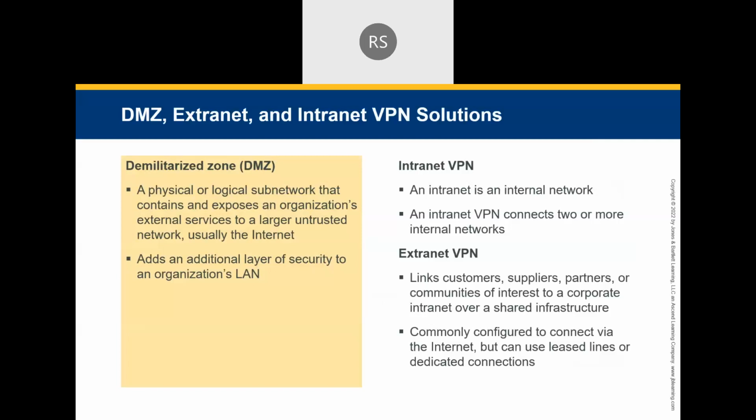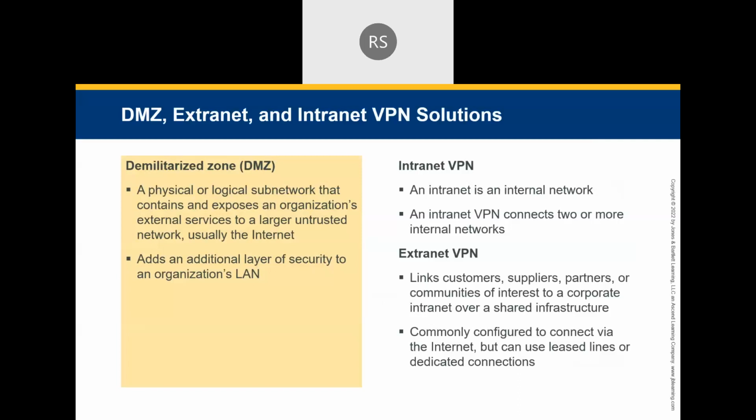Now, an intranet is an internal network that is privately accessible only to authorized users within an organization. Intranet VPN establishes secure connections between two or more internal networks. And it enables secure communications and data exchange over the internet or other shared infrastructure. It also provides a secure means of connecting geographically distributed offices, branches, or departments that are within the same organization. And this also ensures the confidentiality and integrity of the internal communications.